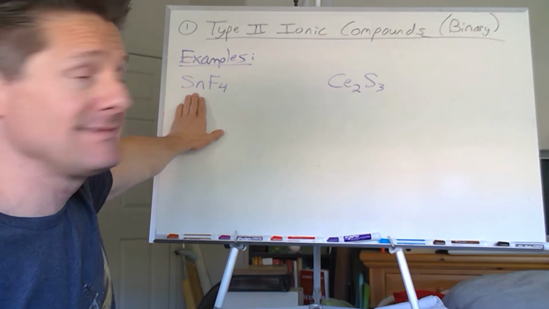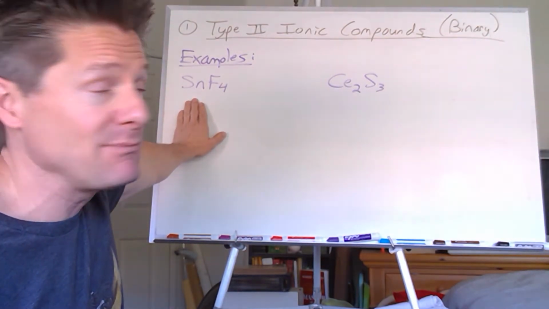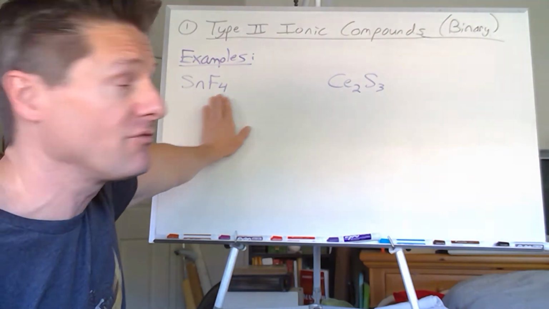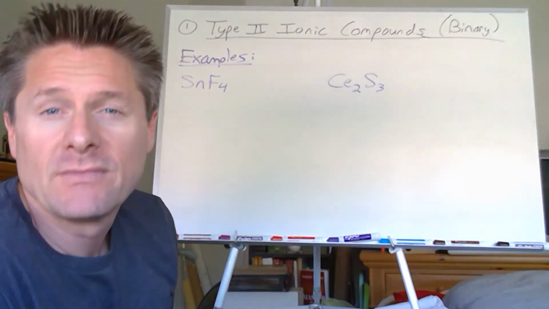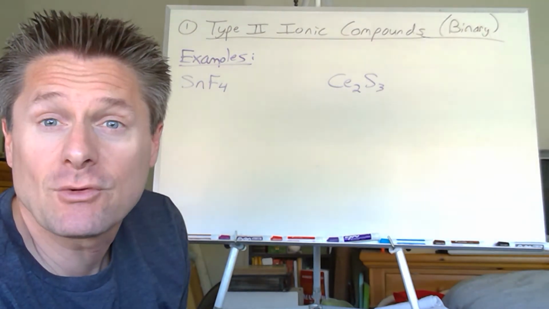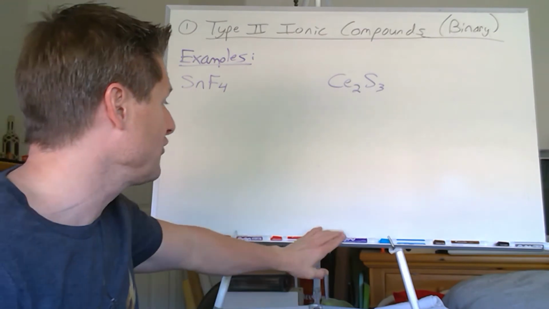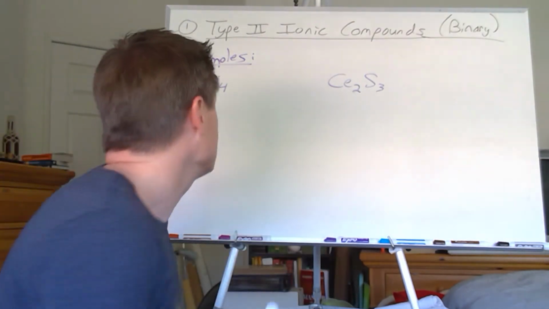Got to recognize Sn is tin. That's not a type 1 metal, so this is a type 2 metal. So we've got to figure out its charge first. And cerium, I think it's one of the lanthanides or something. That's not a type 1 metal either, so we don't know what its charge is. We're going to have to figure it out. So let's do oxidation numbers first and figure out the charges of these.